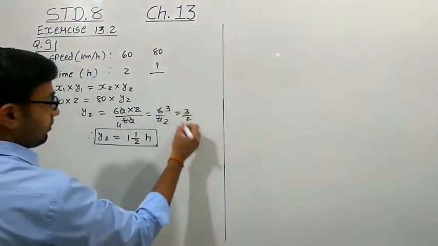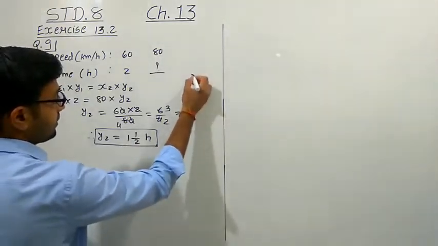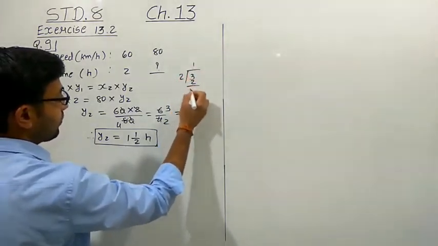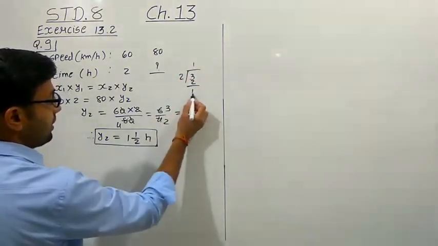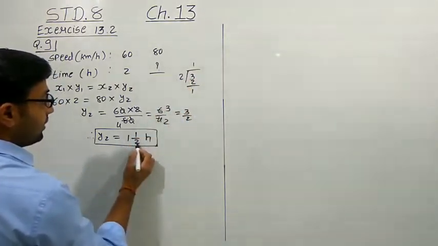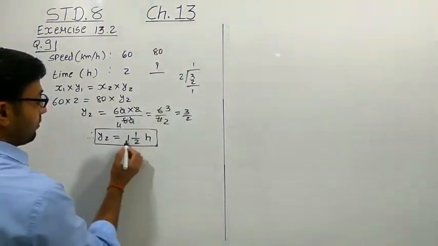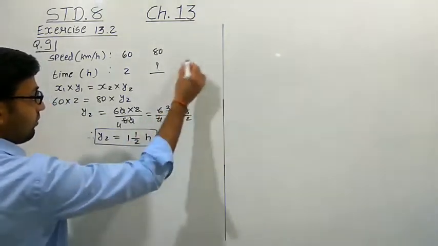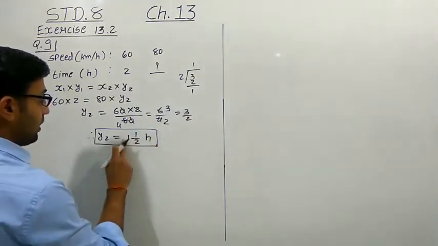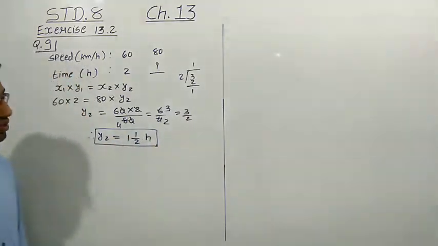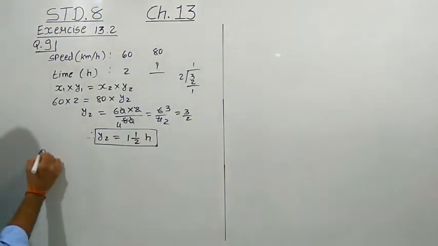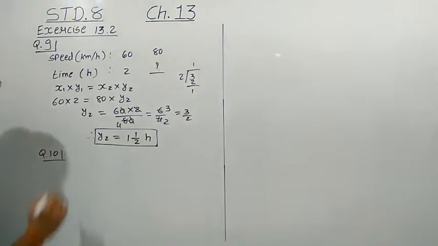We have to write this number in the mixed form like this. 3 divided by 2, we write 2 ones are 2. Now what is the remainder? Remainder is 1. Put the remainder here, this divisor here, and whatever quotient we get, put it here. So this is how we can express this rational number as a mixed number, 1 and 1/2. So it will take 1 and 1/2 hours to reach the destination. Now question number 10.